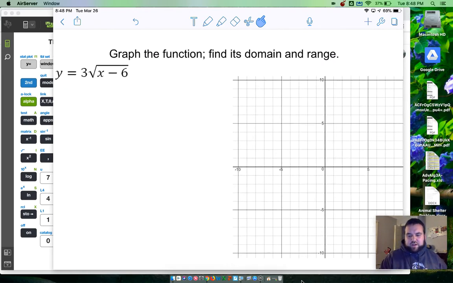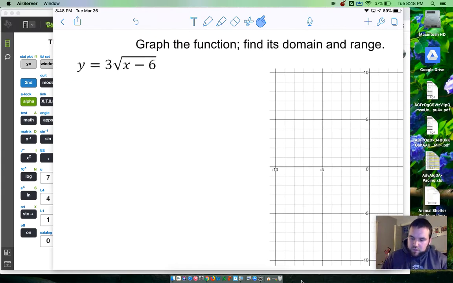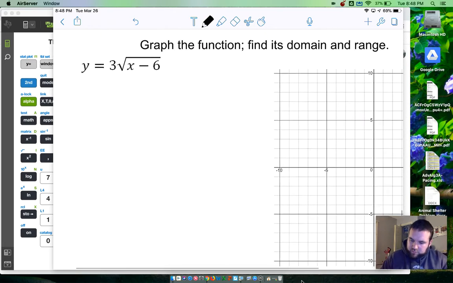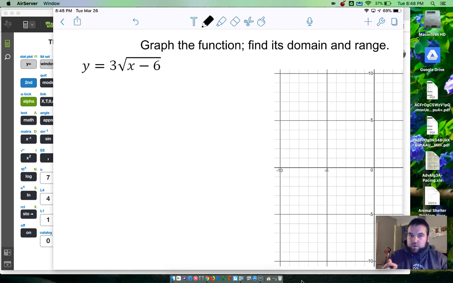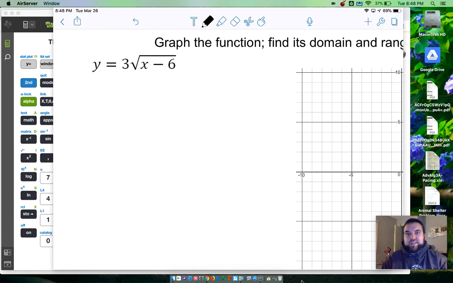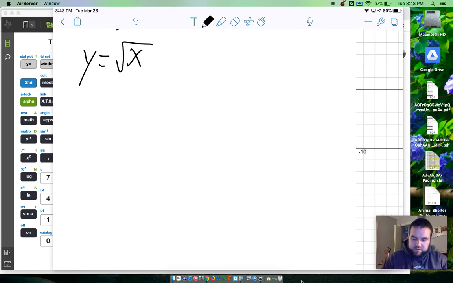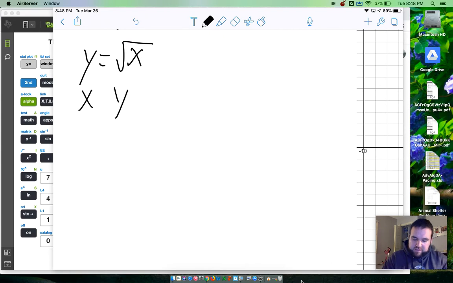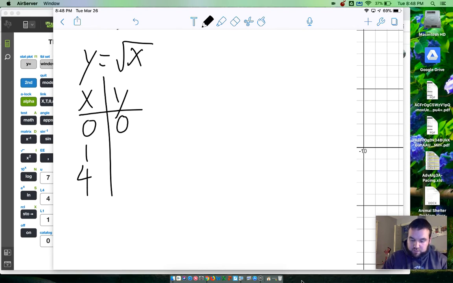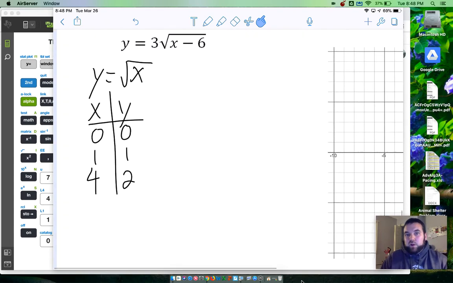Graph the function, find its domain and range. So this is a square root function right at its core. I see the square root here. There are some other transformations going on. I'm going to start with my just basic square root of x. I know that the easiest numbers to square root are 0, 1, and 4. And the results are 0, 1, and 2. Okay. I'm not going to graph those coordinates.